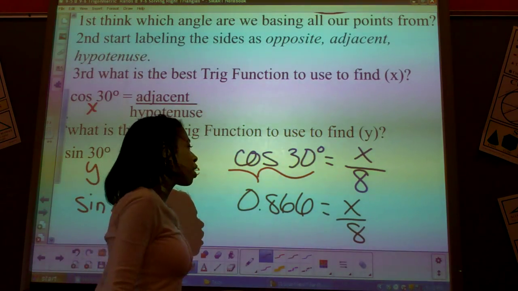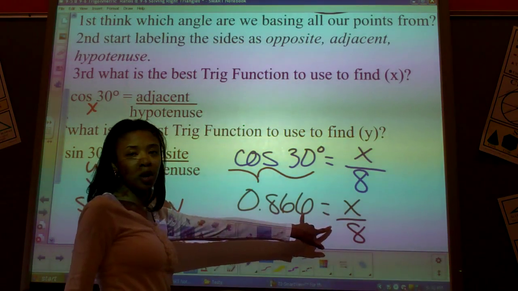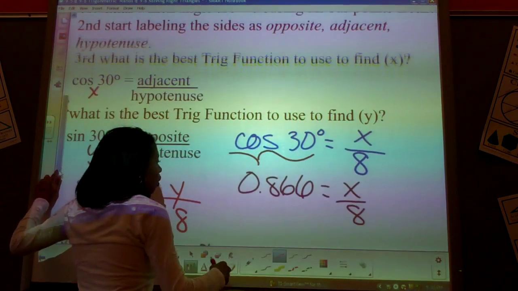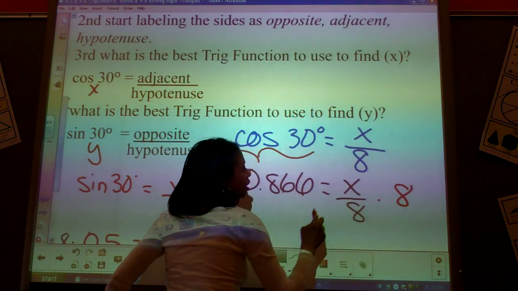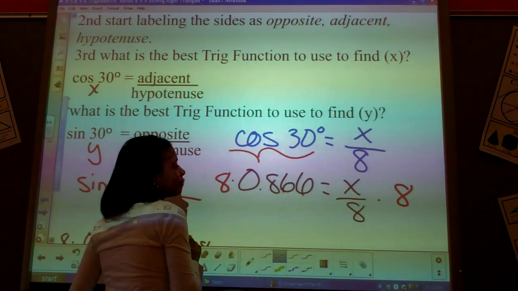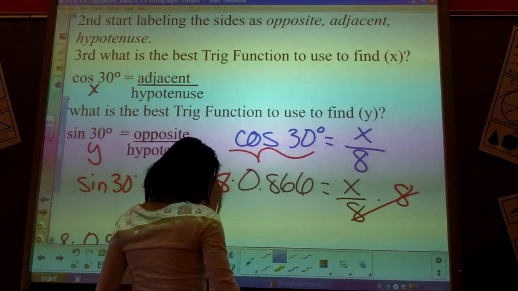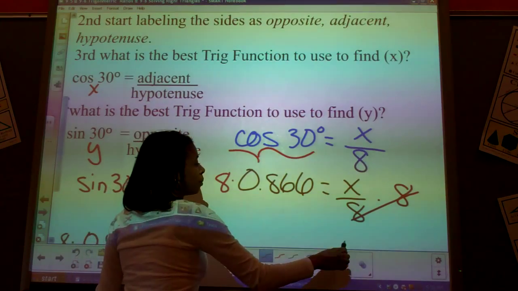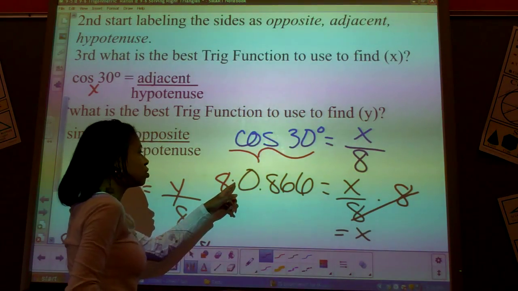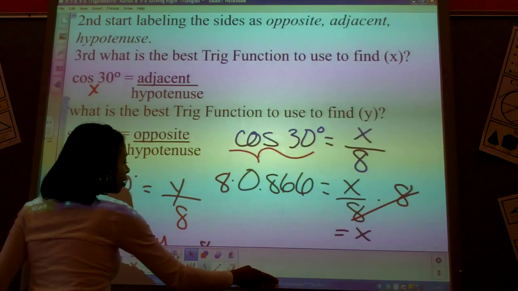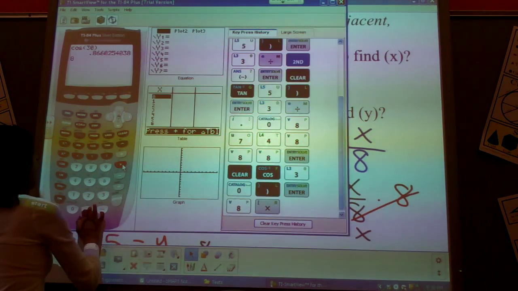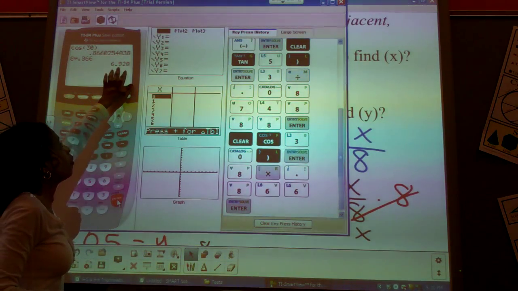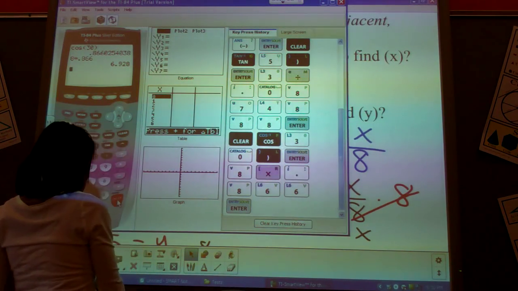And I can solve for x. How do we do this? This is an old school pre-algebra algebra problem. Okay, that means we're going to multiply to get that 8 out of the denominator. Multiply both sides by 8. That will drop out. We're going to be left with x equals some number. How do we do that? Multiply right in our calculator. 8 times 0.866. And we get a number like 6.928 or close to 7.